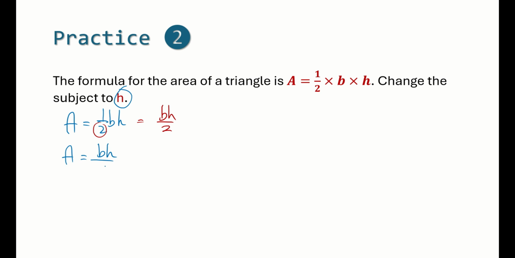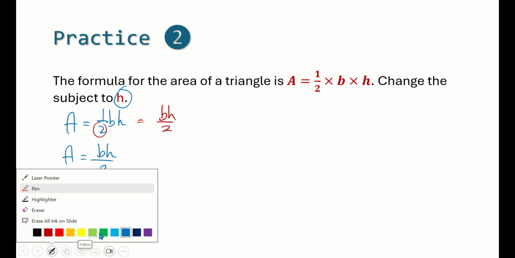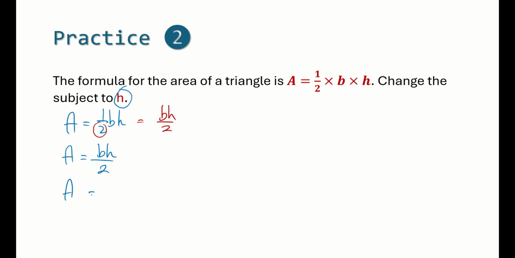So let's try it. Since this one is divided by 2, we multiply both of them by 2. Can we do that? Yes, we can do that. So a equals bh over 2. Now, I will show you with the red color here. We multiply both of them by 2. That's the possible way to cancel out these two. So on the left side, we have 2a. We write the number first, right? And then bh. We still have b next to h, so how do we let b disappear?